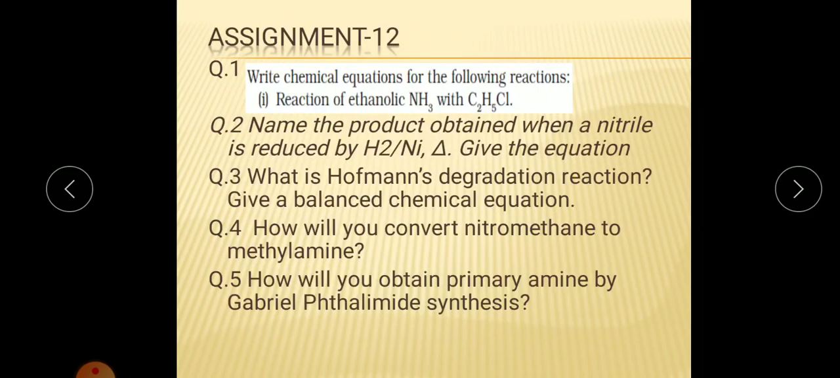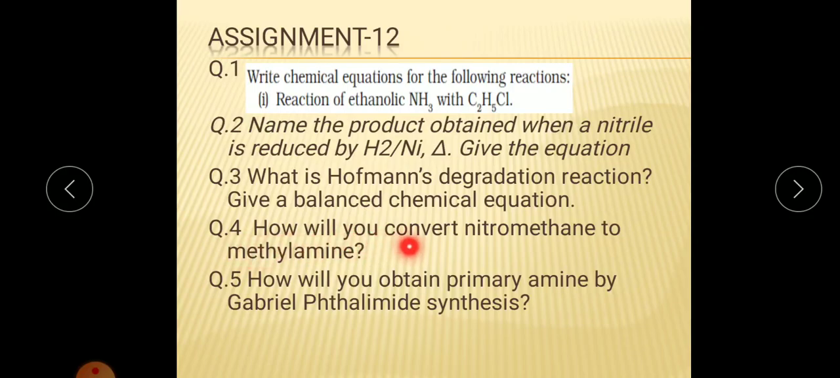Now today's assignment number 12, question number 1, write chemical equations for the following reactions. Number 1, reaction of ethanolic NH3 and C2H5Cl. That means you need to show the reaction of ethyl chloride with ammonia. Next, question number 2 is, name the product obtained when a nitrile, that is a cyanide, is reduced by H2 in presence of nickel on heating. Give the equation. Question number 3, what is Hofmann's degradation reaction? You define it, and after that you give a balanced chemical equation.